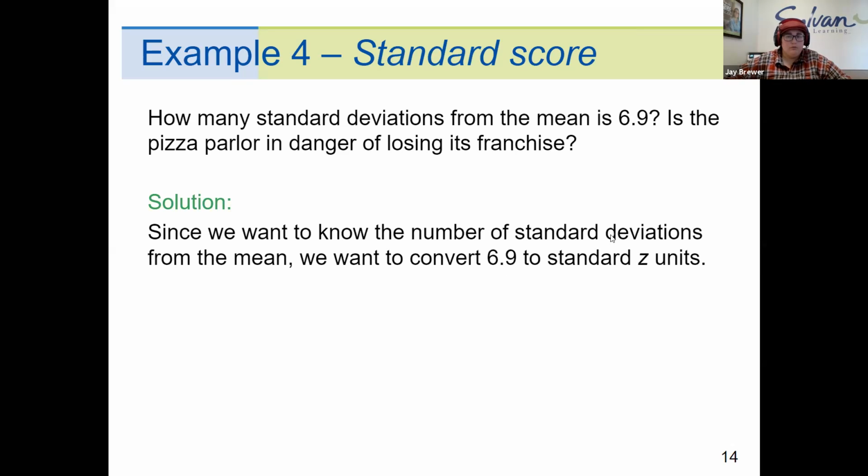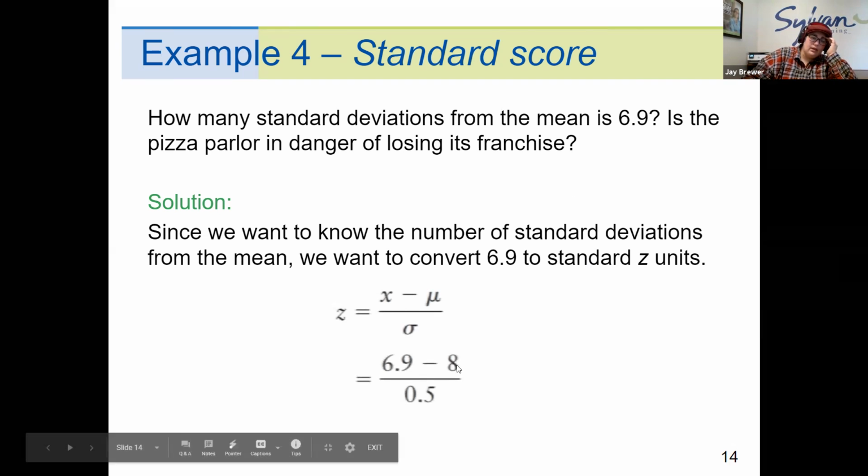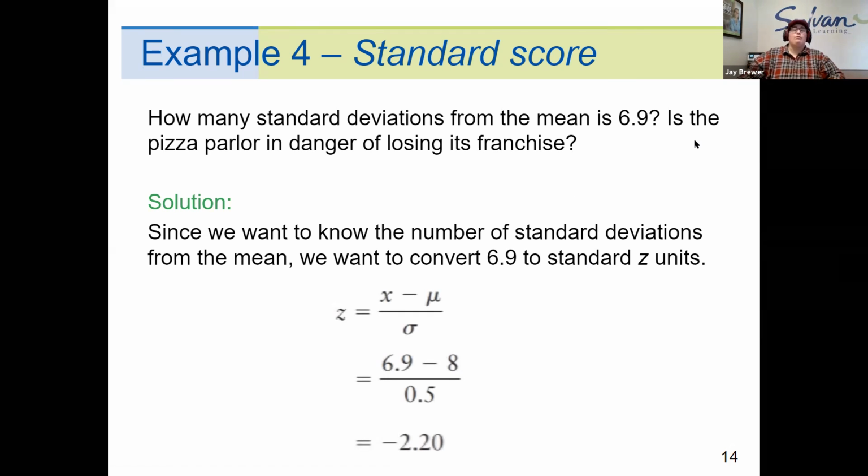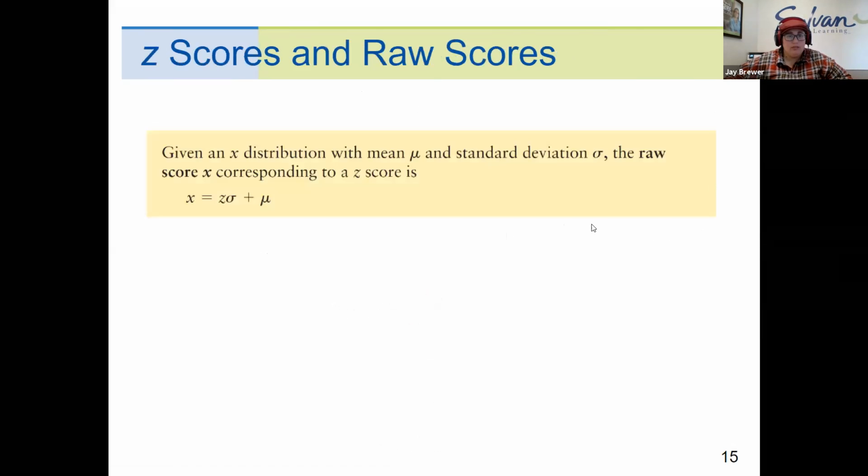Since we want to know the number of standard deviations away from the mean, we want to convert 6.9 to standard z units. So we're going to take x, which is our 6.9, minus our mu, which I believe was 8, divided by our 0.5. So then our z-score there is negative 2.20. Now that we have that, we have to find our probability. So now you would go into the z-score table.